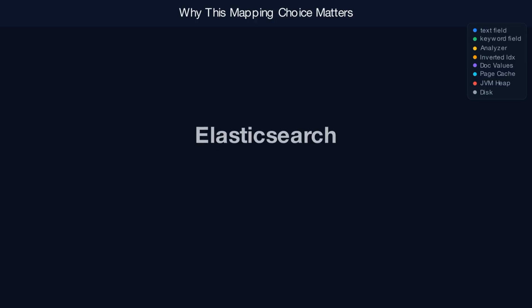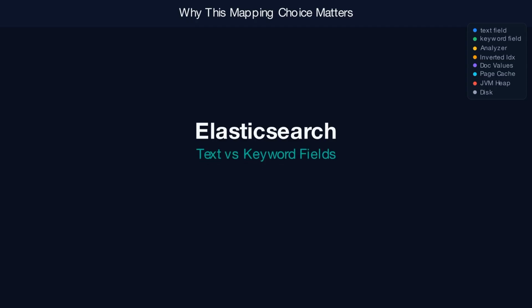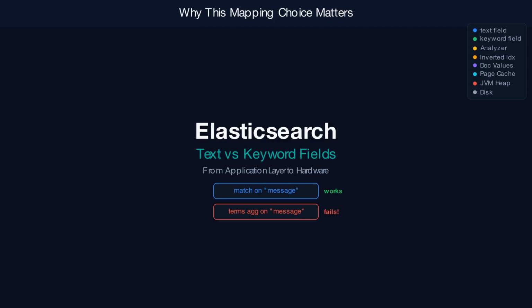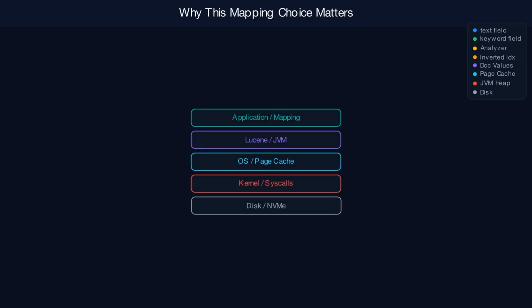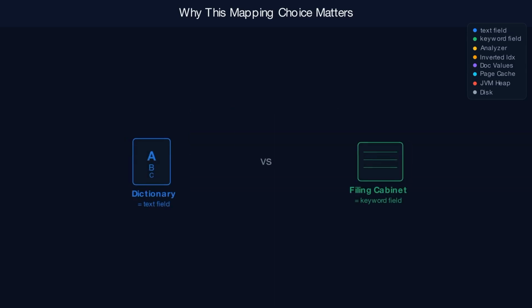Why does one field work perfectly for full-text search but fail for sorting? Why does an aggregation on one field use efficient disk structures, while the same operation on another field can spike heap memory and crash your cluster? The answer often comes down to a single mapping decision: text versus keyword. Think of it like choosing between a dictionary and a filing cabinet. One organizes words for lookup, the other stores exact labels for sorting.